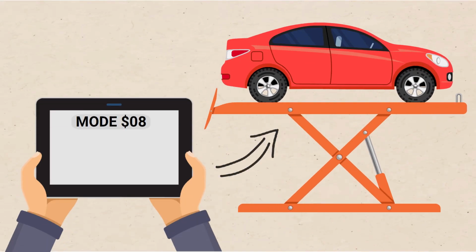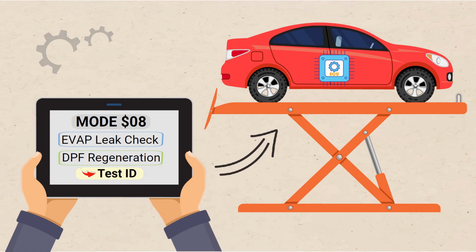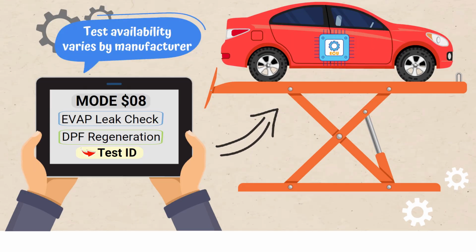Mode 8 works by sending a request from your scan tool to the vehicle's ECU. You choose a specific test like EVAP leak check or DPF regeneration, and the tool sends that command using a test ID. However, the availability of these tests depends entirely on what the vehicle manufacturer has enabled in the ECU. Not all systems will support every test.